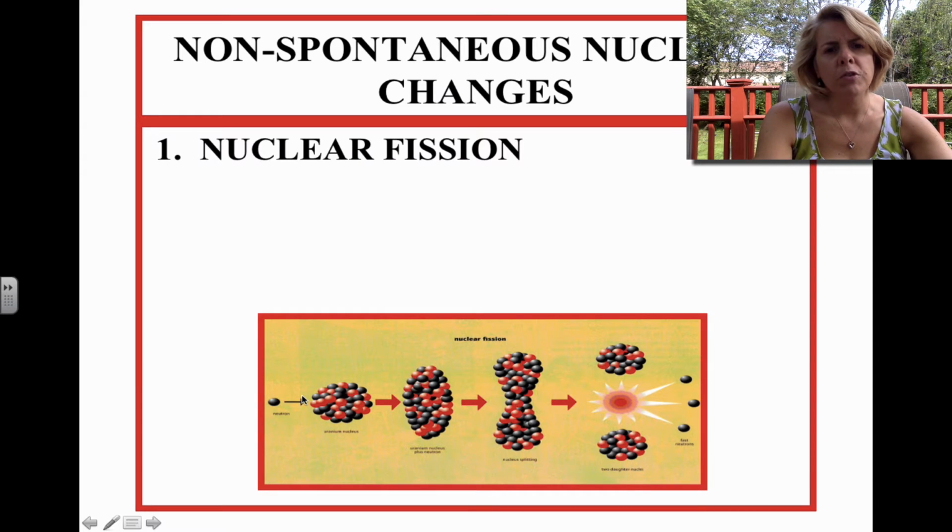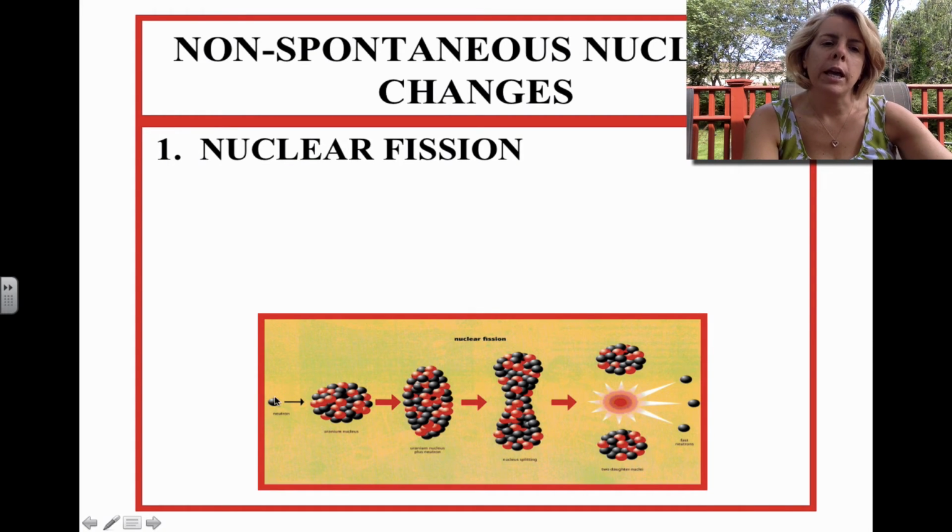Okay, here are some non-spontaneous changes. So nuclear fission, this is not something that happens naturally. You need to have some kind of impetus, some kind of change. And if you notice on the bottom here, we have a neutron that comes in contact with a large nucleus. And this large nucleus loses its attraction with itself, and it eventually splits into more than one nucleus. And notice that we have emission of particles.